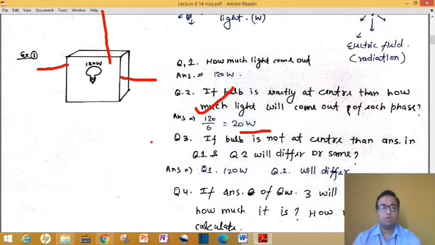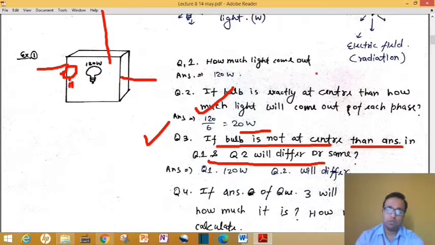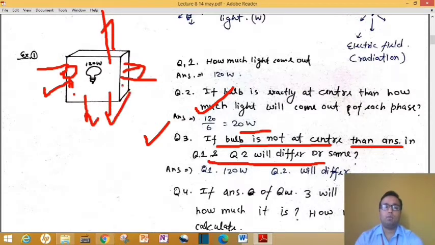Simple. Now try to answer the third question. If the bulb is not at the center, I mean to say, if your bulb is placed somewhere here, it may be placed at the corner. Remember, it is not outside the cube, it is inside the cube, but at the corner or somewhere else. Then will the answers to question 1 and question 2 differ or not? Question 1 was, how much light will come out? If your bulb is placed at this new location, then how much light will come out of this cube? Still, the total amount of light that will come out of the cube will remain the same.